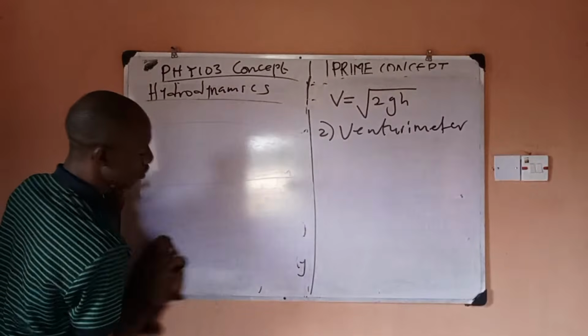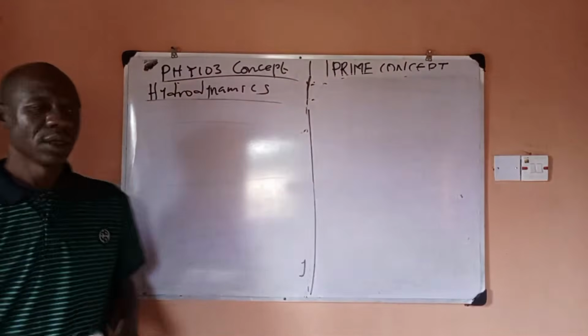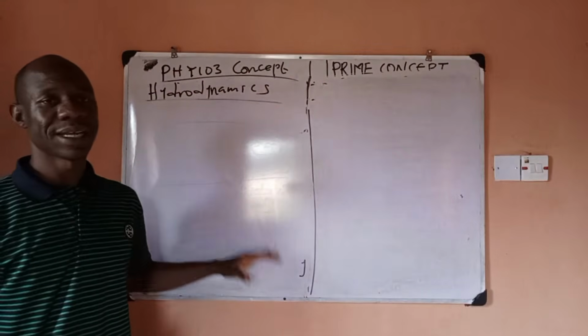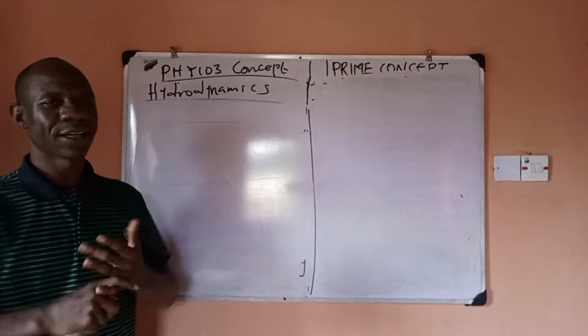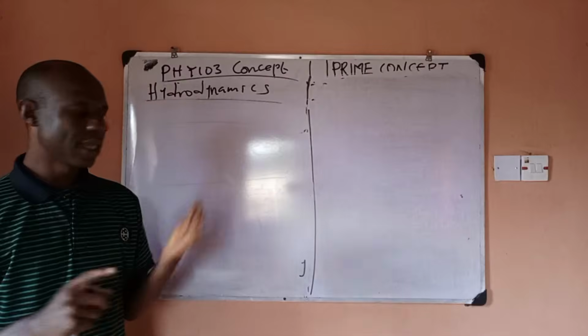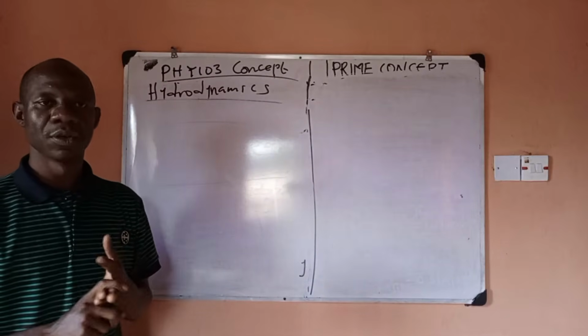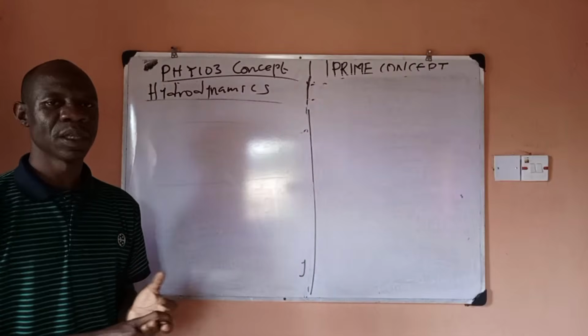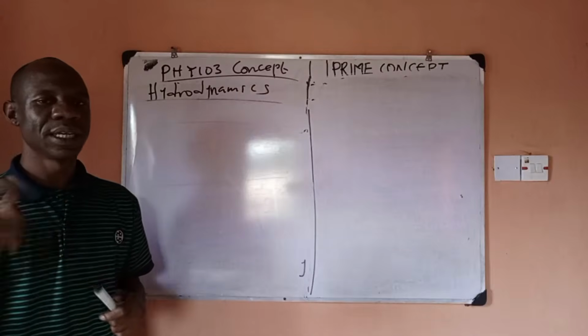So we want to look at another point now. We are done studying an ideal fluid, right? An ideal fluid obeys the continuity theorem. An ideal fluid obeys Bernoulli's theorem. An ideal fluid follows Torricelli's theorem. But we want to look at a real fluid this time around, a real fluid.